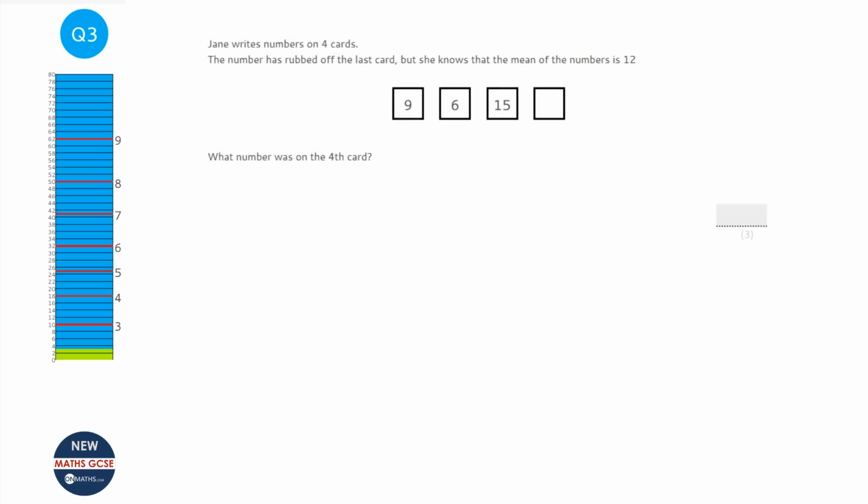Okay, so for this question, we've basically got the mean of the numbers. We know what 3 of them are, but we don't know what the 4th one is, because the numbers rubbed off. Okay, so first thing for this question is think about how you would work out the mean. You'd work out the mean by adding these numbers together, and then getting that answer and dividing by the amount of numbers we've got, which is 4. And we know that equals 12.